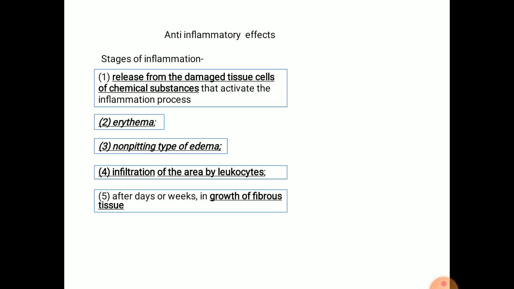Also, there is an increase in the blood flow in the inflamed area, and that is mainly caused by some of the release products from the tissue. Due to the increased blood flow, there is redness in the inflamed area, and that is called the erythema.